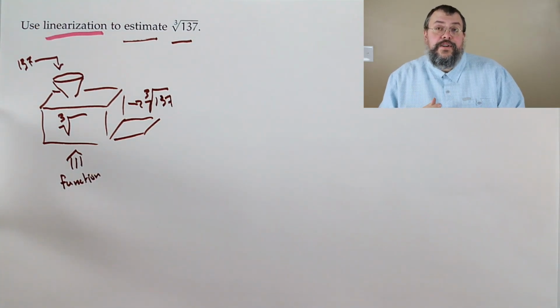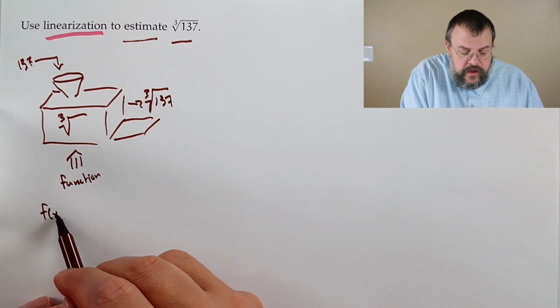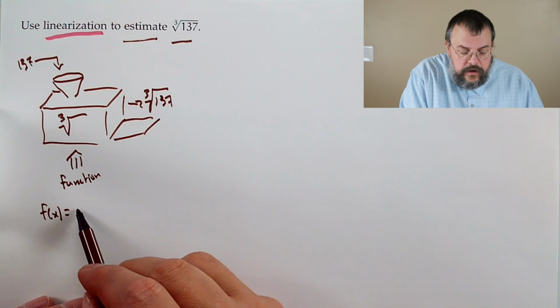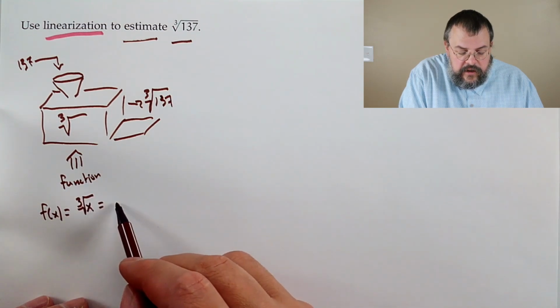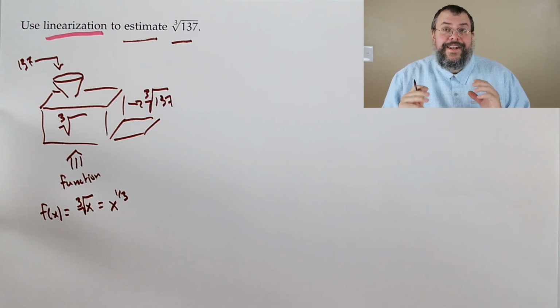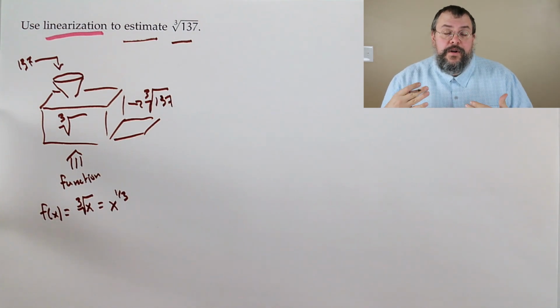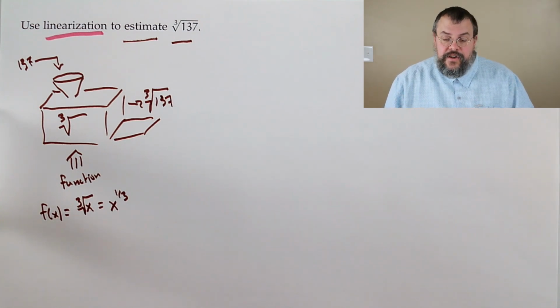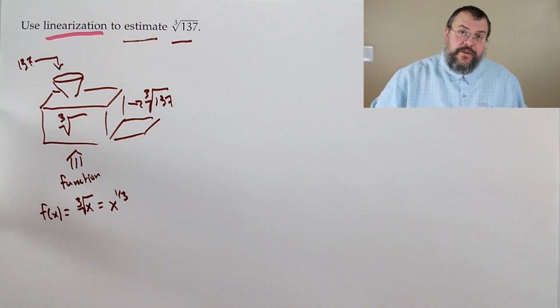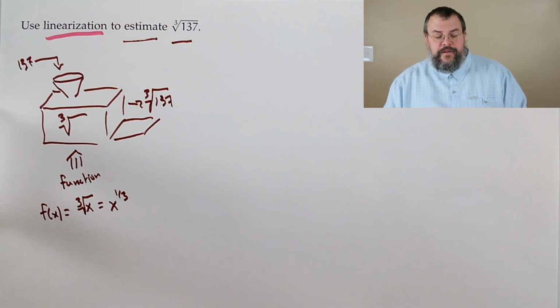All right, so the function we should be using is f of x equals the cube root of x. And since we're doing calculus, we'll write that in a calculus-friendly way, x to the 1/3. Okay, now we have our function. The next thing to do is figure out where we're doing our linearization. So we're not doing it at 137. Because if we were doing our linearization at 137, that means we'd have to be able to compute the cube root of 137, and that means the problem would be pointless because we're done. We could already compute the cube root of 137.